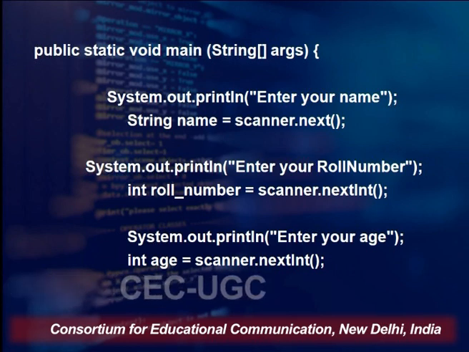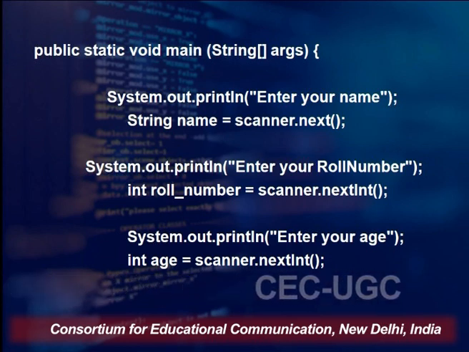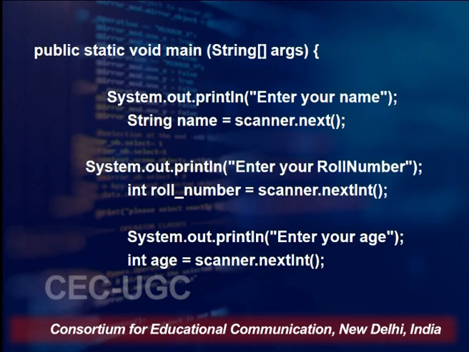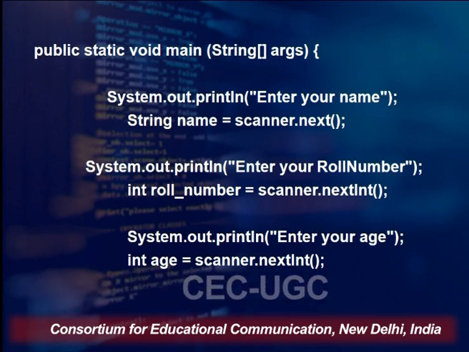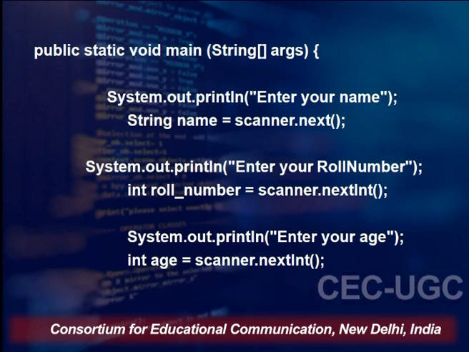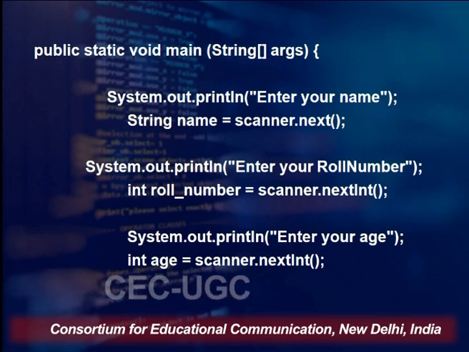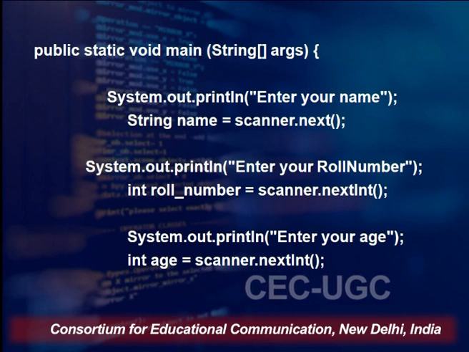So nextInt is a method of Scanner, and similarly for age I am using int age equals scanner.nextInt. So basically within the main method, I have asked for 3 values from the user, which are name, roll number and age.